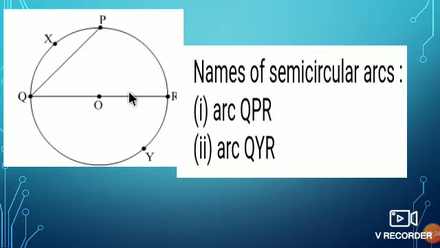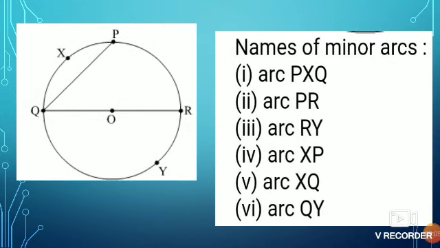Names of the semicircular arcs. Here this diameter divides the circle into 2 parts. So 2 semicircular arcs are also in the figure, and we should write those names also. QXR you can write, or QPR you can write here. These are the 2 semicircular arcs from the figure. So total how many names are there? This 1 and 2, this 5, 7 and this 6. So a total of 13 arcs are in the given figure. Understood it?